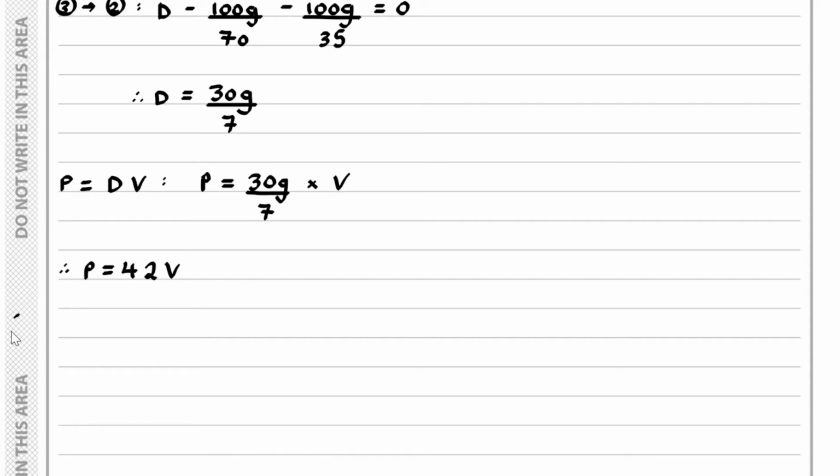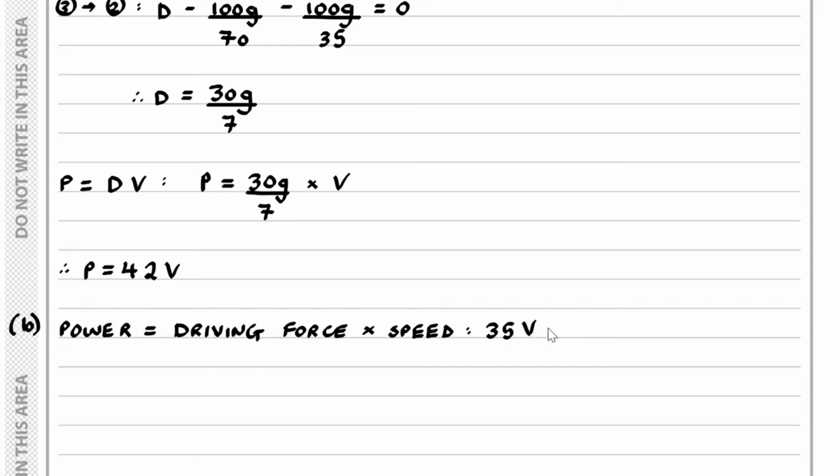So for part B, if I use the fact that power is equal to driving force times speed, I've got the power, 35V, and this is equal to the driving force. We'll call it Q for now. Let's just color coordinate this. We'll call this Q, and then we multiply this by U because we are traveling at a constant speed of U.